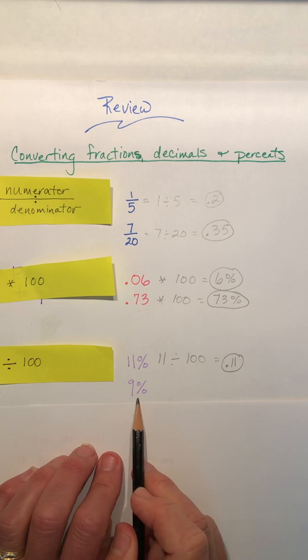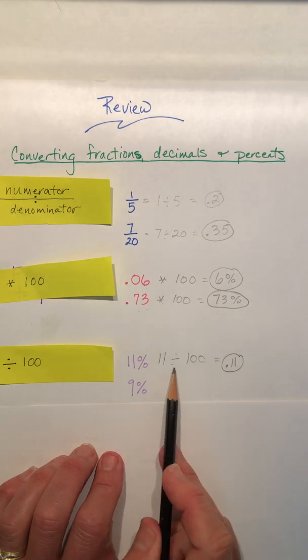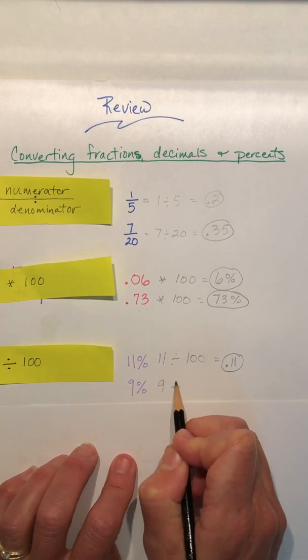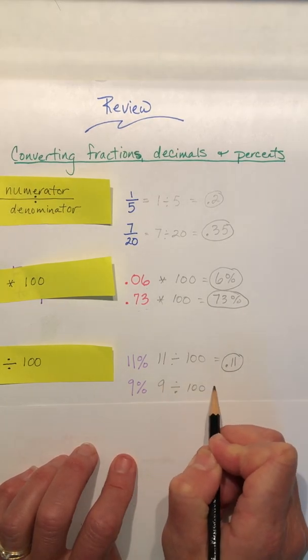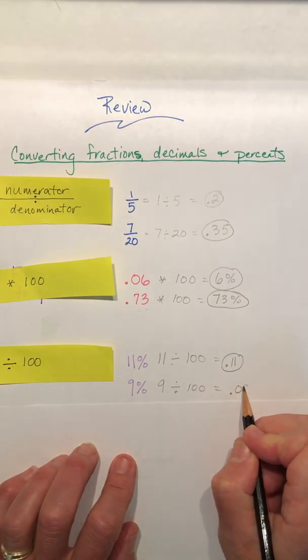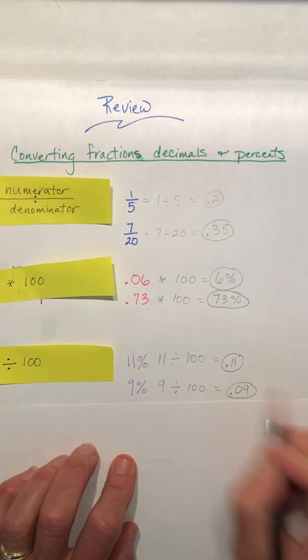Now let's look at this one. Is this going to be 0.9? It's not. And that's why it's important to actually do out the math where you're dividing by 100. So I have 9 divided by 100, and that equals 0.09.